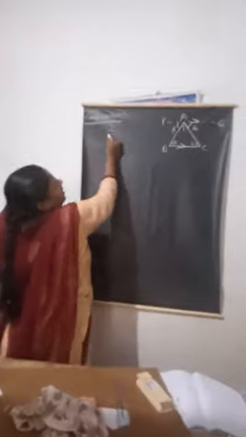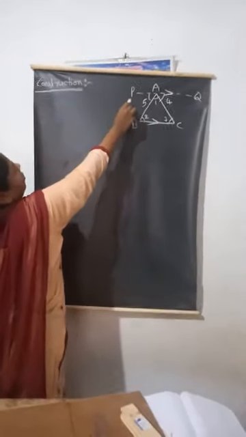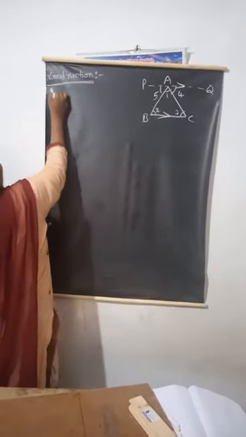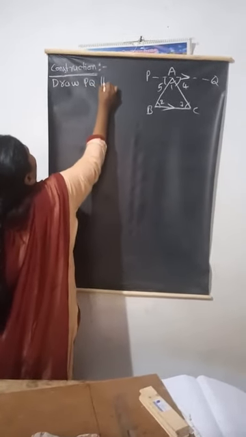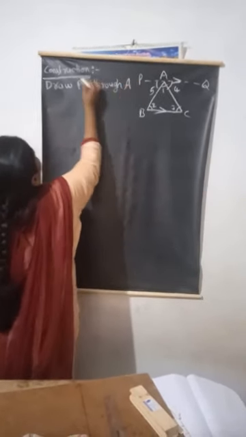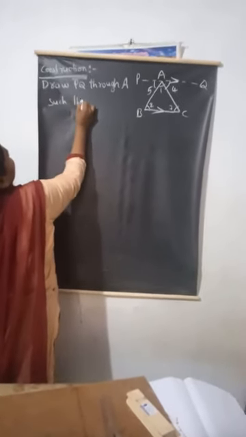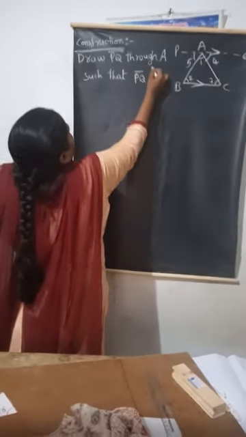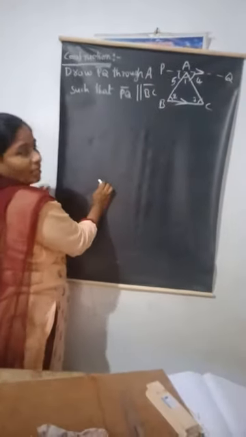Construction. What is the construction? PQ. Draw PQ through A, such that PQ is parallel to BC.